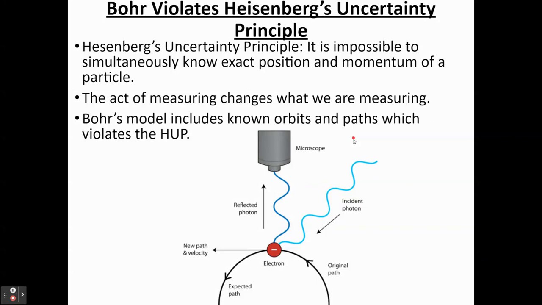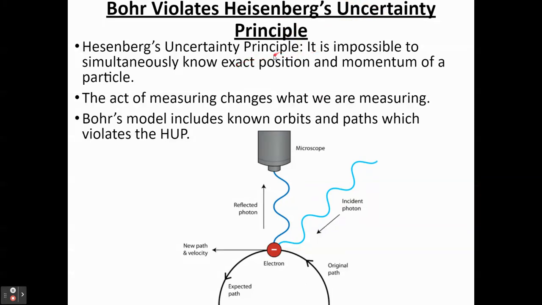The other problem with Bohr's model is that Bohr was kind of saying he knew exactly where the electrons were. They exist over here at this point in this shell, over here at this point in this shell, over here at this point in this shell. But you can't know the exact location of an electron. It goes against a principle called Heisenberg's uncertainty principle.